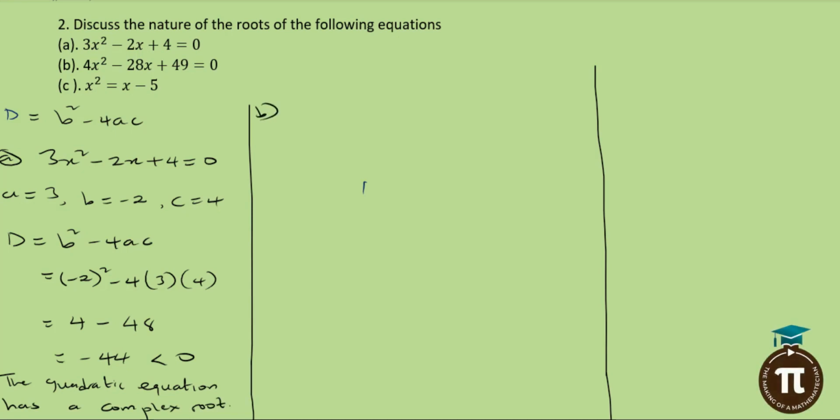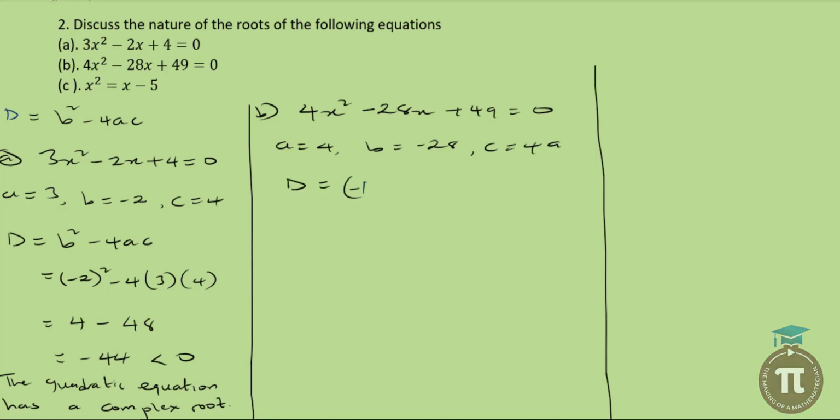The second one, we have 4x squared minus 28x plus 49 equals 0. So here again, a is 4, b is minus 28, and c is 49. So d, that's b squared, minus 28 squared, minus 4ac, 49. So this will give me minus 28 squared, which is still 28 squared, minus 4 times 4, 16.